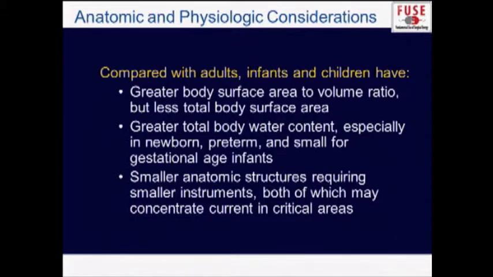So a term neonate is going to have about 75% body water, and if you have the occasion to be interacting with some of these preterm infants or small for gestational age infants, like a 23-week or 24-week, some of these infants do survive and do require operations from complications of their prematurity, they may have as much as 90% total body water. Finally, these patients have smaller anatomic structures requiring smaller instruments, and as we've learned today, both of those concentrate current in critical areas. And with the small size of these infants, any injury or burn can be really catastrophic.